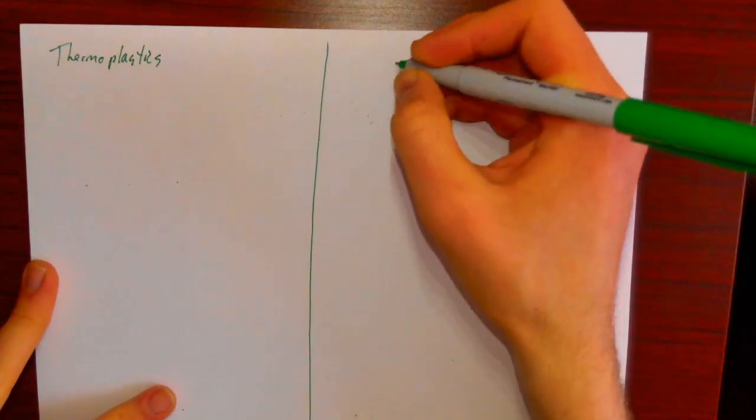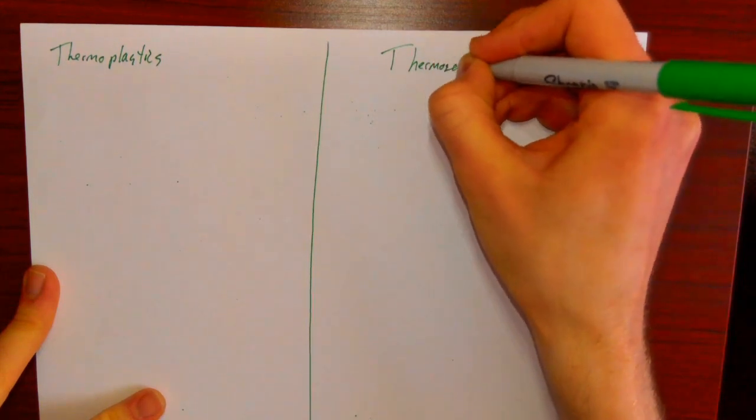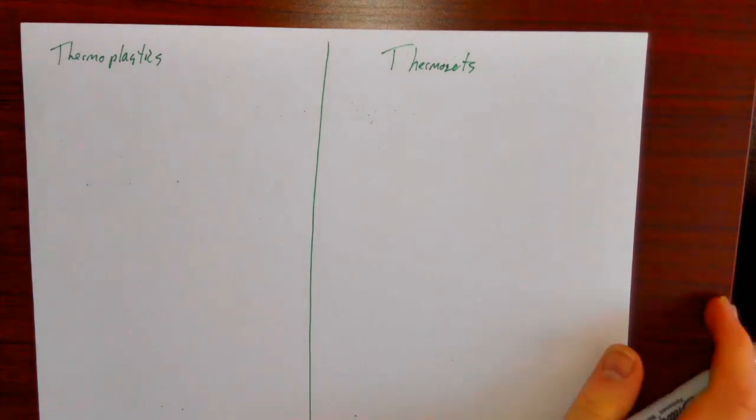And we'll put thermoplastics on the left and thermosets on the right. And first, I'll talk about what the microstructure would look like, or I guess even the nanostructure would look like if I were to zoom in all the way to the molecular scale. What does a thermoplastic look like? What does a thermoset look like?